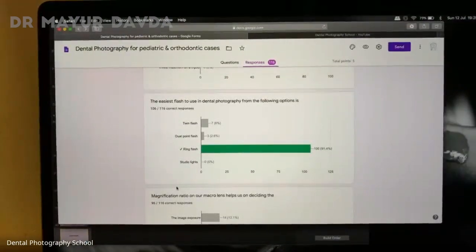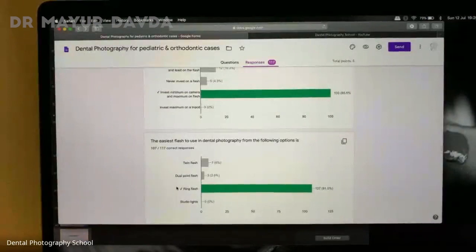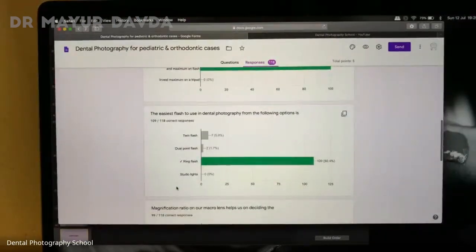Now, the easiest flash to use in dental photography from the following options is: 7 people, that's 6%, said twin flash. 3 people, that's 2.6%, said dual point flash. For your kind information, twin flash and dual point flash are the same. Ring flash was said by 109 people, that's 92% of the people, which is the correct answer.